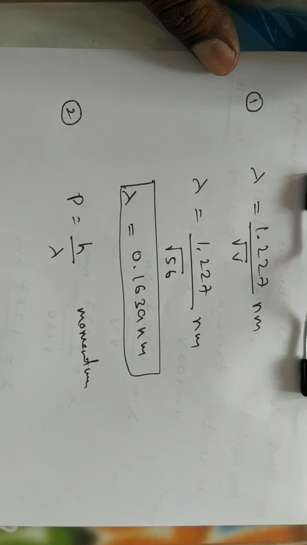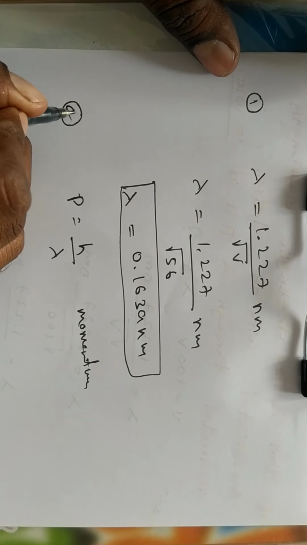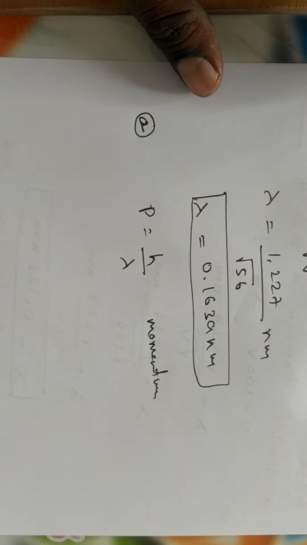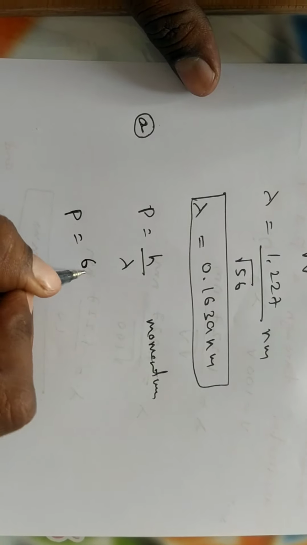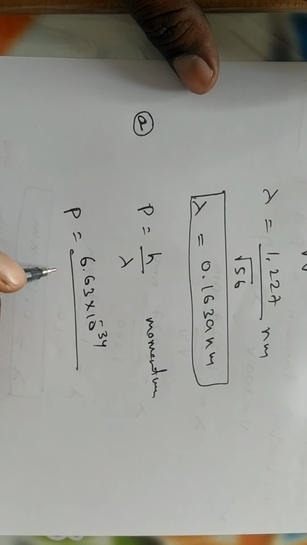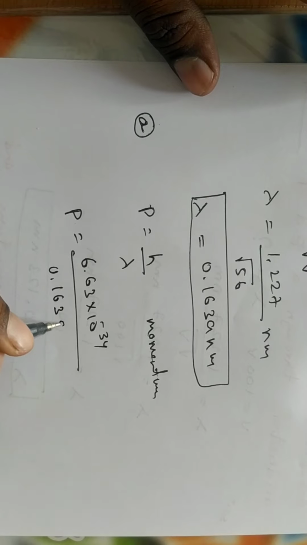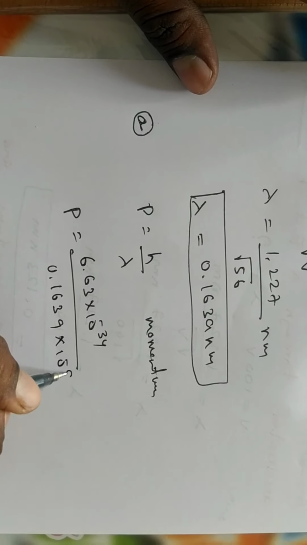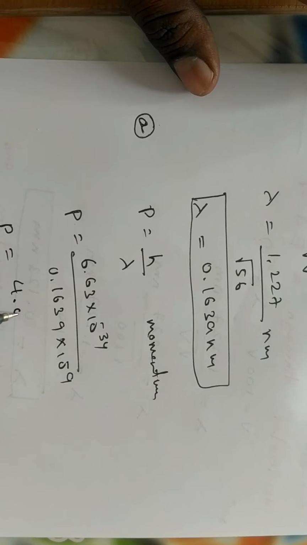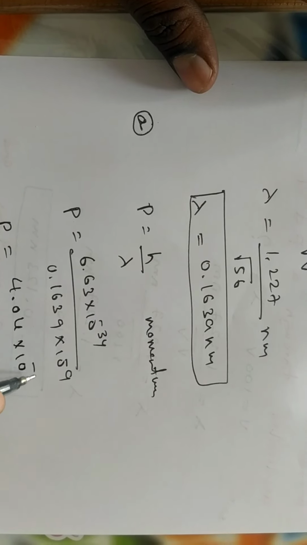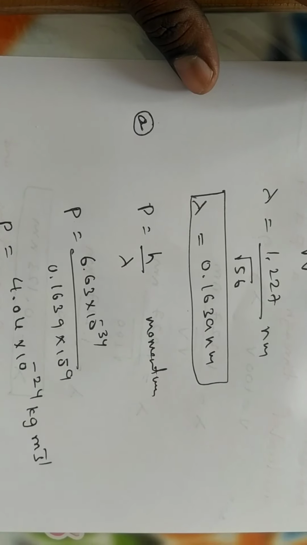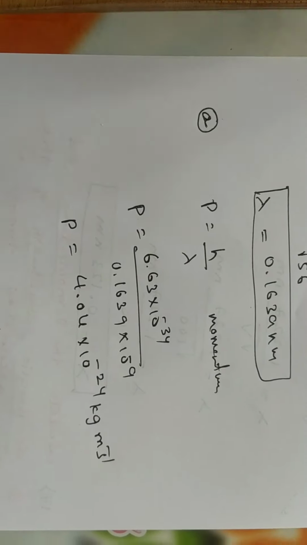P is equal to h value 6.63 into 10 to the power of minus 34 divided by lambda value 0.1639 into 10 to the power of minus 9. Then P is equal to 4.04 into 10 to the power of minus 24 kg meter per second. This one is the final answer, momentum.